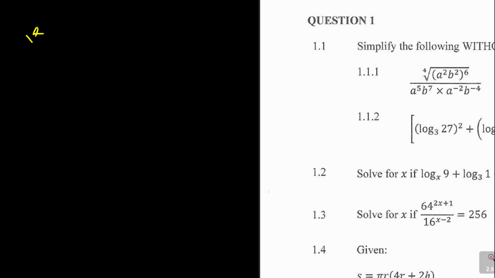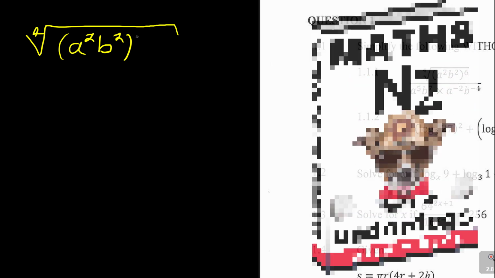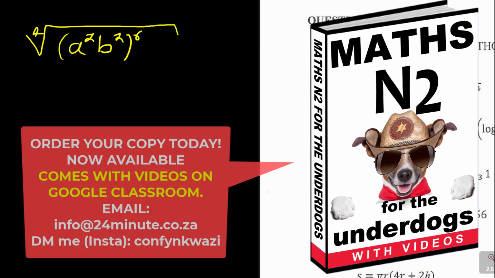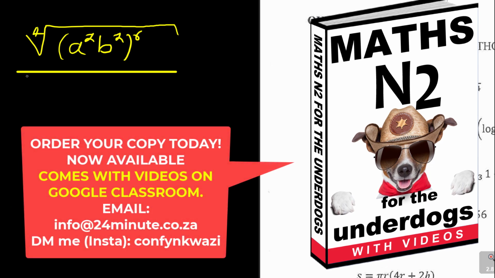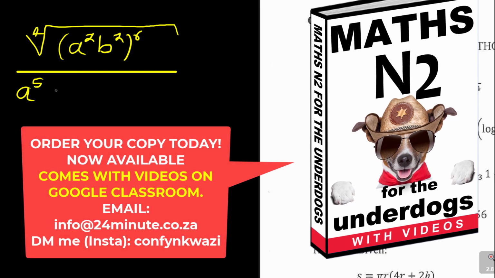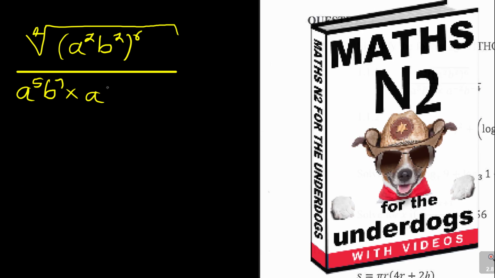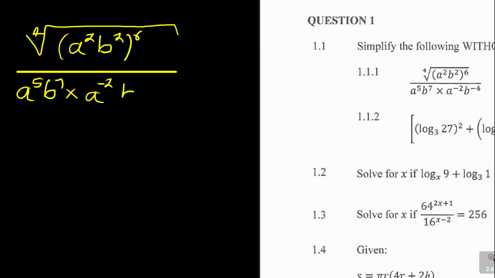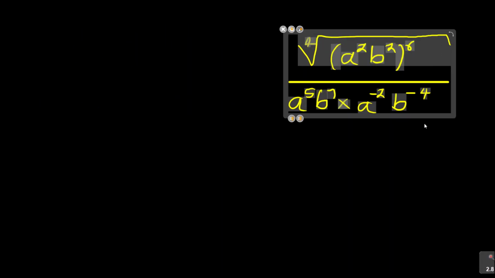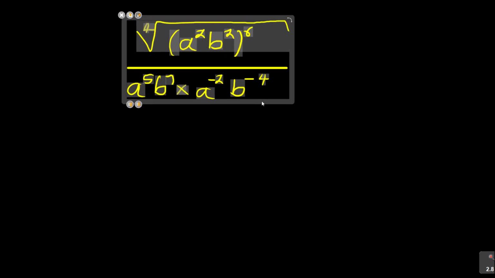So you have here the 4th root of a squared, b squared to the power of 6, and then divided by a to the power of 5, b to the power of 7, times a to the power of -2 and b to the power of -4. I hope I captured this right. So this is what you're given. Let's do this on a fresh space.